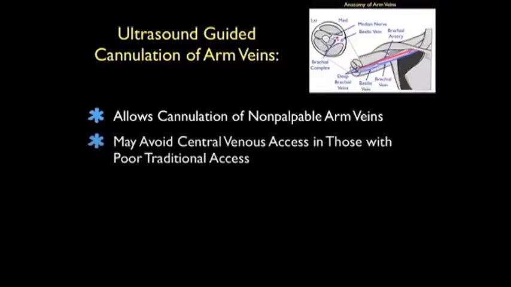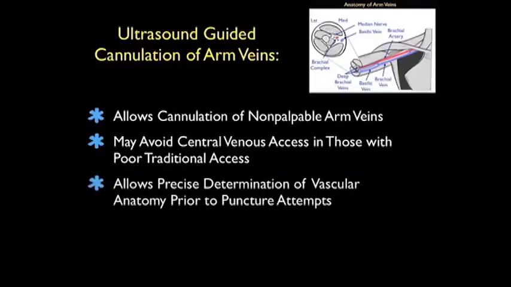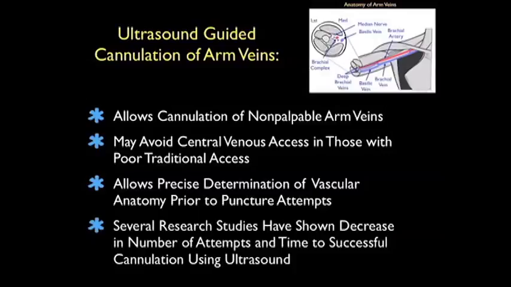Ultrasound can allow us to cannulate non-palpable arm veins, which have traditionally been off limits using traditional palpation techniques. Thus, we can avoid central venous access in those with poor traditional access and whom we can get a peripheral IV using ultrasound. Ultrasound allows precise determination of vascular anatomy prior to a puncture attempt, and there's been a number of research studies that have shown a decrease in the number of attempts and time to successful cannulation using ultrasound.